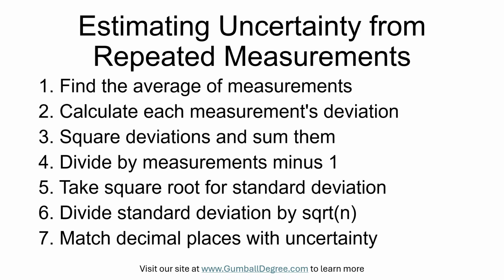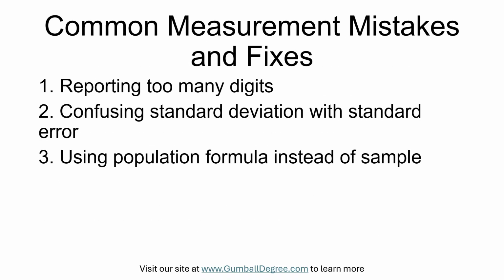the units stay consistent. A common mistake is reporting too many digits, which makes your result look more precise than it really is, so round the average and the uncertainty to matching sensible decimal places and report them together.